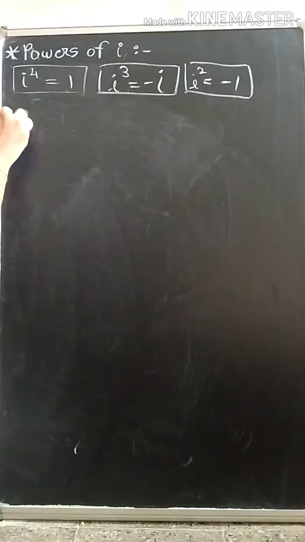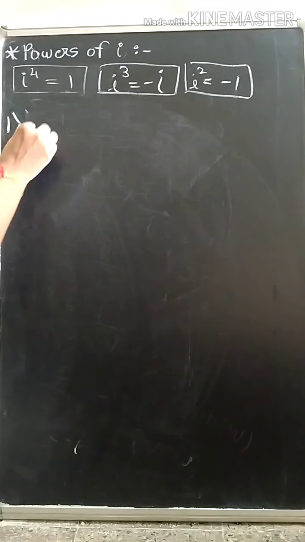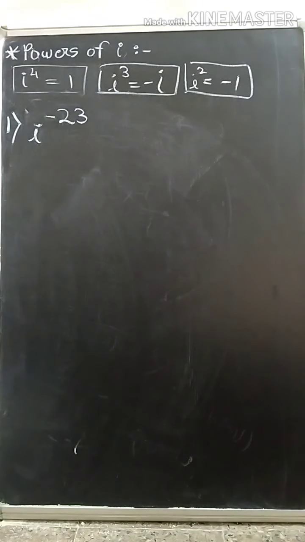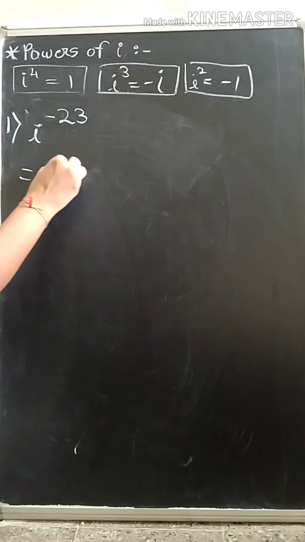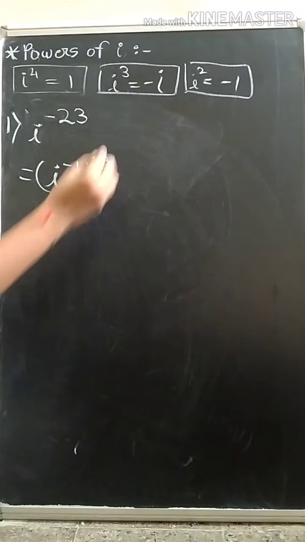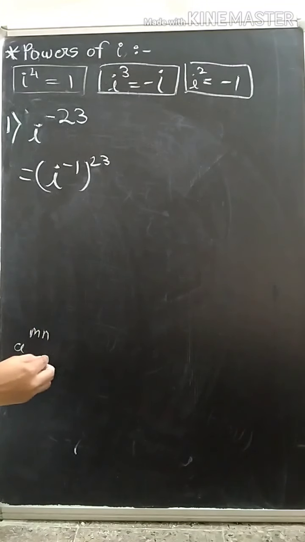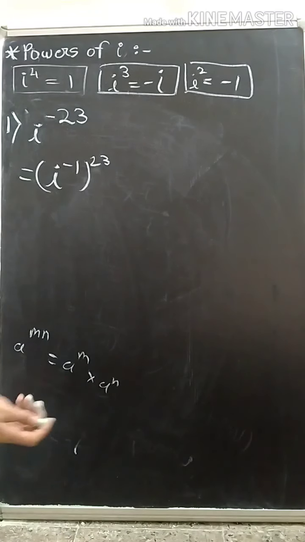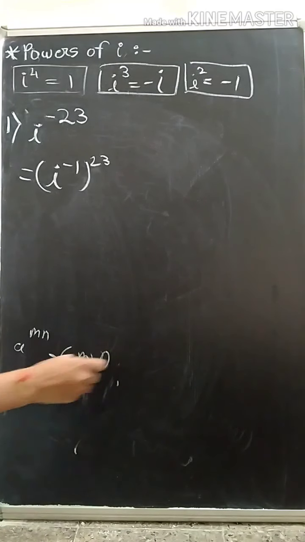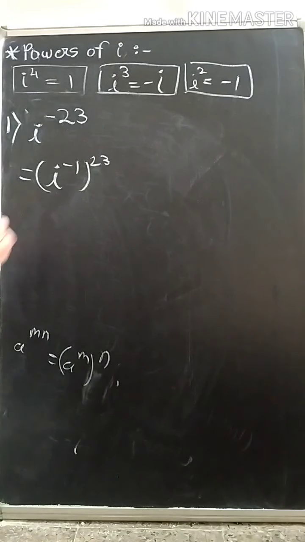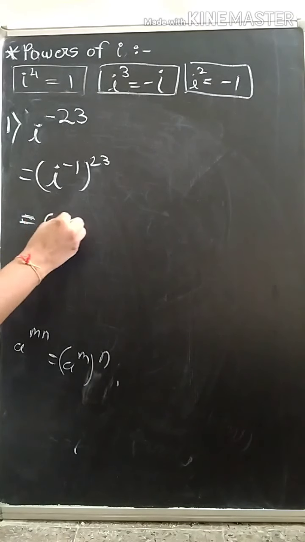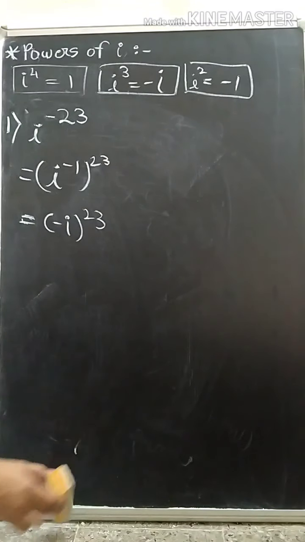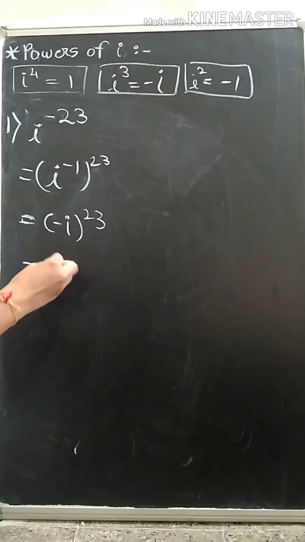Now take some simple example. i raised to -23. ठीक आहे. यालाच आपण कसं लिहू शकतो? i inverse raised to 23 by that property a raised to m raised to n equal to a raised to m into n. i inverse is -i raised to 23. तर -i raised to 23.